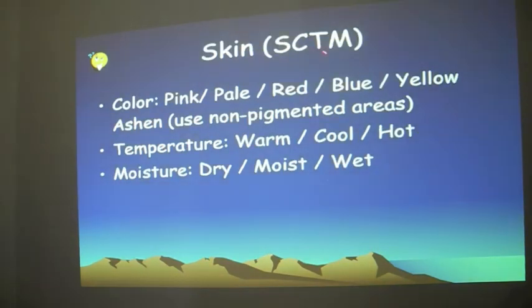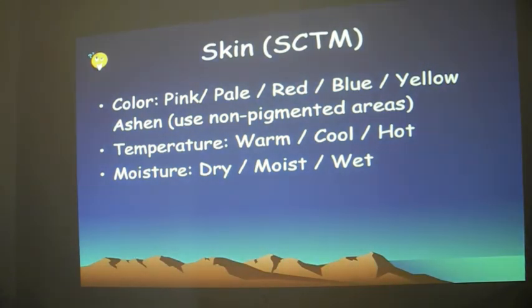Our next is our skin color, temperature, and moisture. We can be pink, pale, red, blue, yellow, ashen, usually in non-pigmented areas. Ashen is going to be for people of color. Non-pigmented areas are like on the inside of the lips. What is the temperature of the skin? Is it warm, cool, hot? Is it moist? Is it dry?